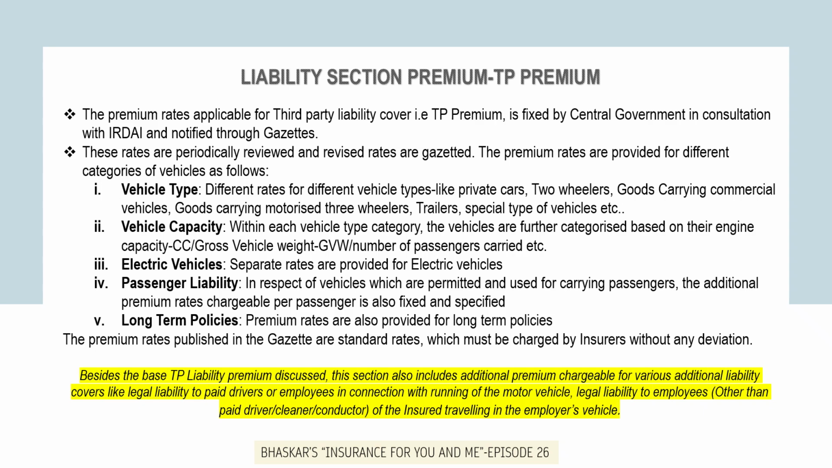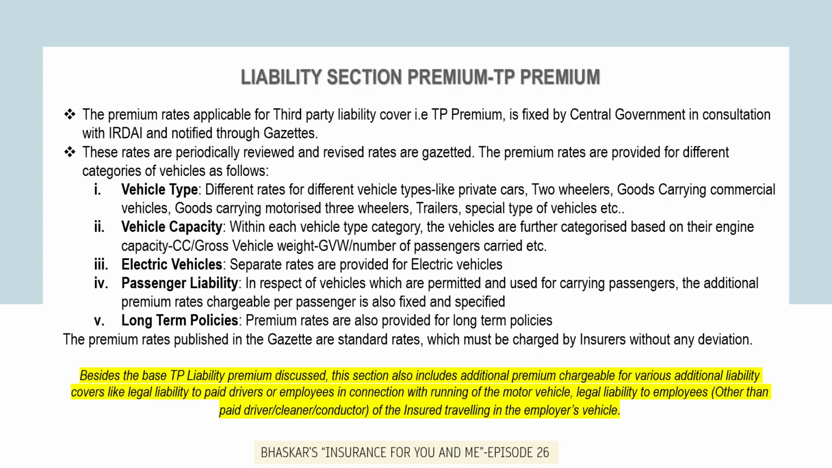The premium rates applicable for third-party liability cover are fixed by the central government in consultation with the IRDAI and are notified through gazettes. So these rates are periodically reviewed and the revised rates are gazetted. The premium rates are provided for different categories of vehicles. Some of the categories are like vehicle type. The different rates are given for different vehicle types like private cars, two-wheelers, goods carrying commercial vehicles, goods carrying motorized three-wheelers, trailers, special types of vehicles, etc.